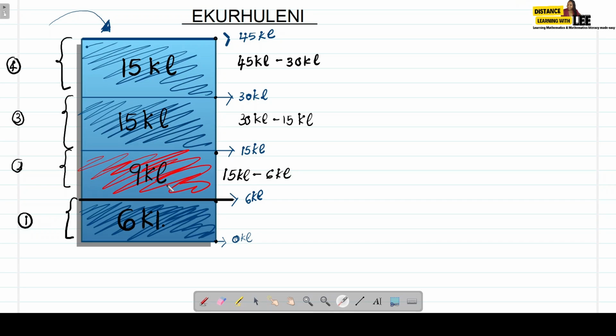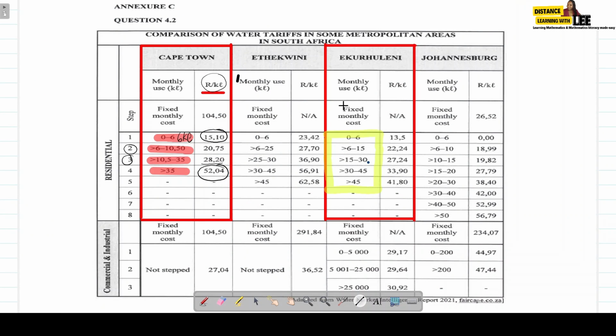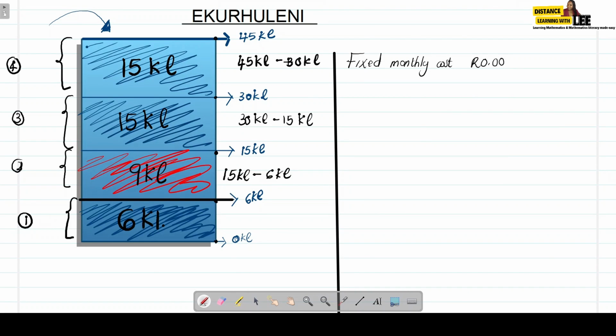Okay, so now we need to basically calculate the total cost that he pays, or that he would pay if he would stay in Ekurhuleni, right? Let's have a look at what we are given here. When it comes to Ekurhuleni, the fixed monthly cost, we are given that NA. That NA basically means not applicable, right? So that means that the fixed monthly cost for Ekurhuleni is 0.00.